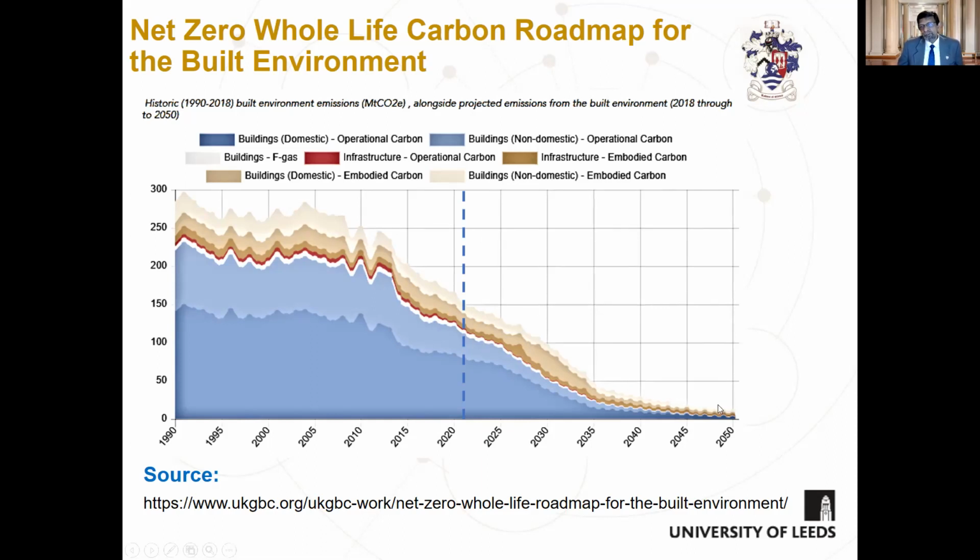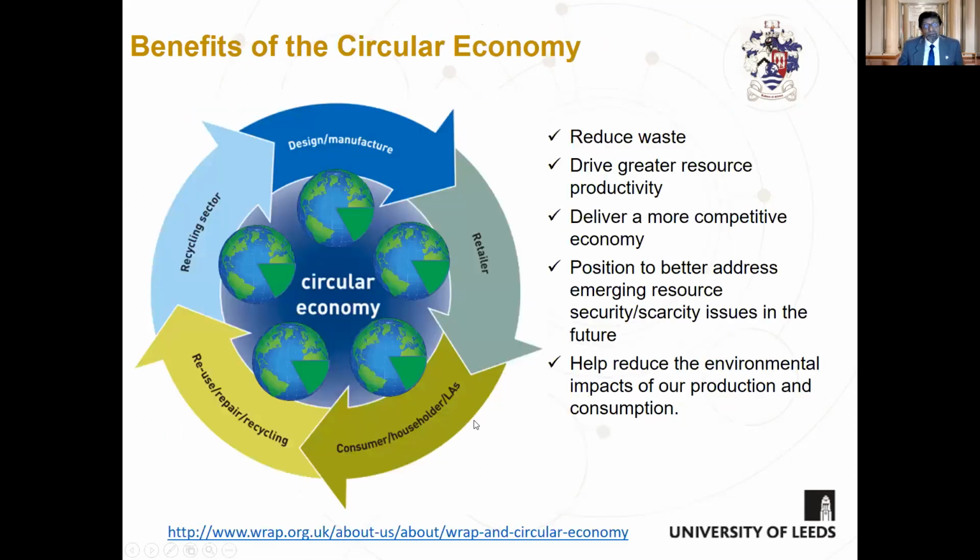So to achieve carbon neutrality by 2050, we need to actually look at all these factors contributing to the carbon agenda. And one of the ways of achieving that is to depend on the circular economy. The benefits are the circular economy could reduce waste, drive greater resource productivity, deliver a more competitive economy, be positioned to better address emerging resource security or scarcity issues in the future, and help to reduce the environmental impact of our production and consumption. So you can actually see that there are benefits for going for circular economy compared to the linear economy.